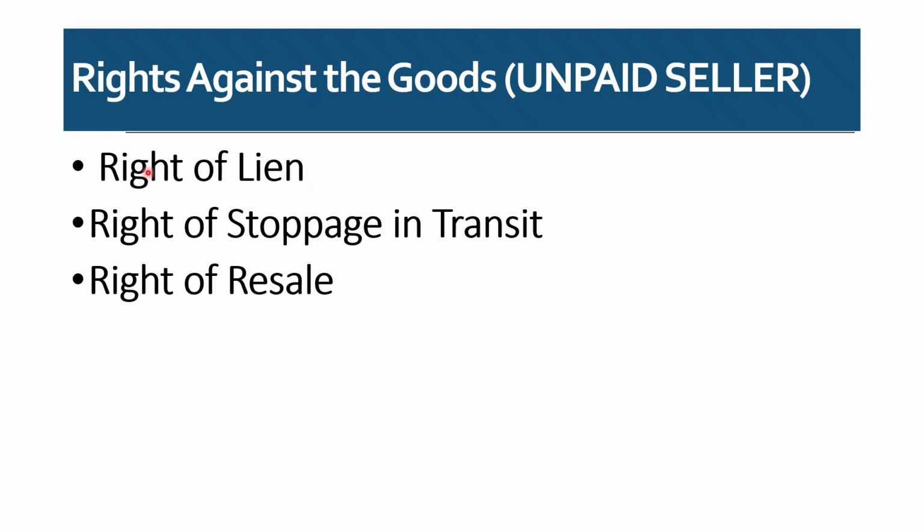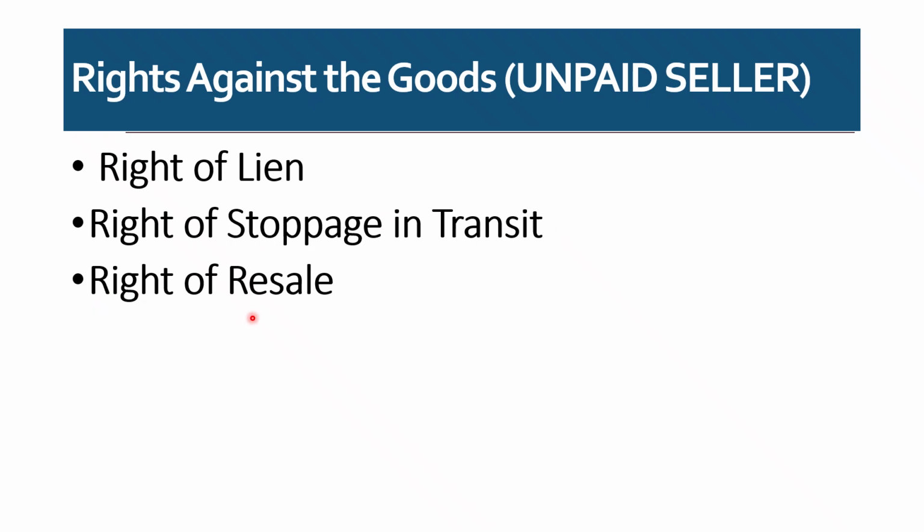Next is right of stoppage in transit. If a buyer becomes insolvent, the seller can stop the goods while they are still in transit. For example, if goods are being transported by the truck and seller learns the buyer is bankrupt, here the seller can instruct the transport to stop the delivery right away.